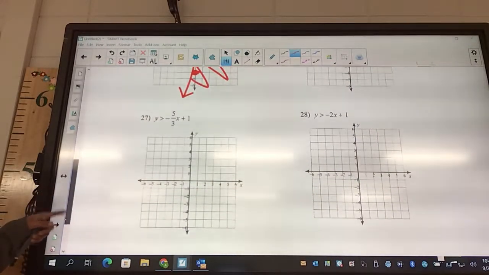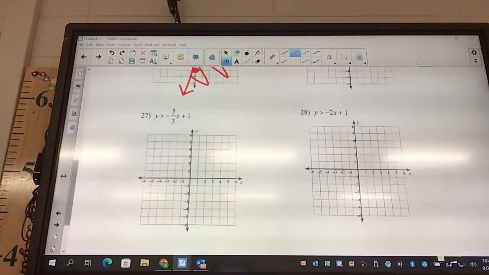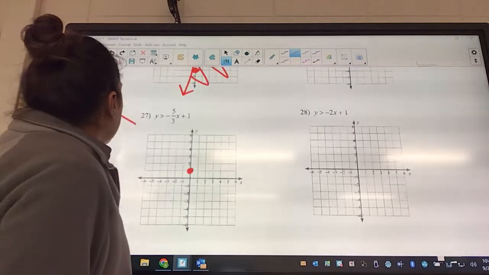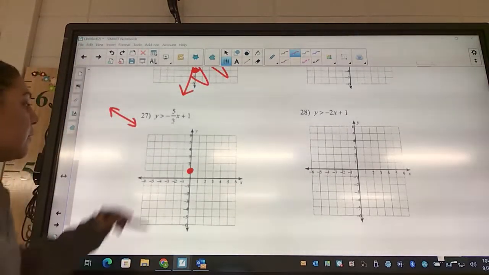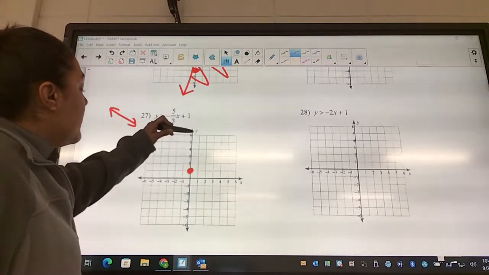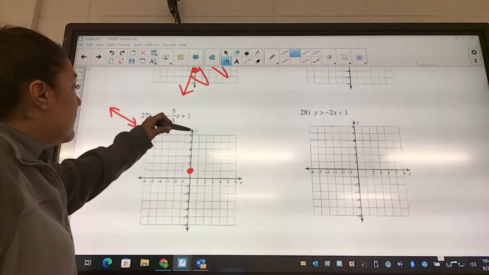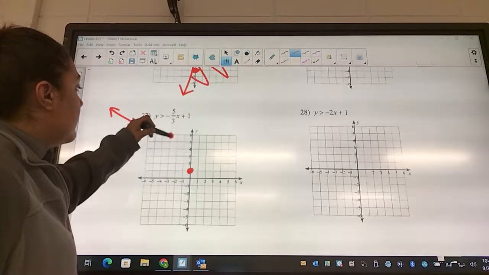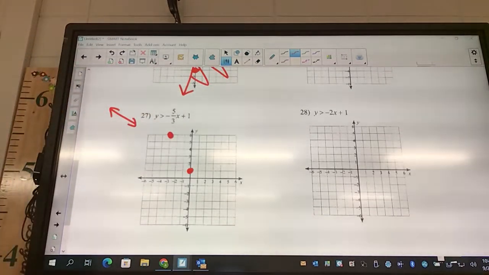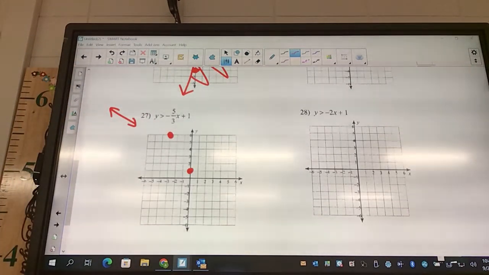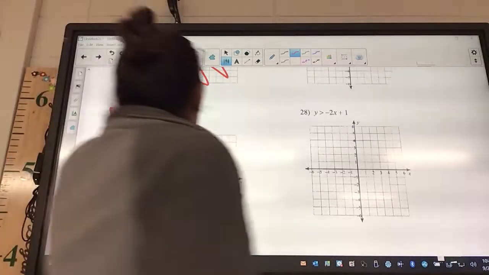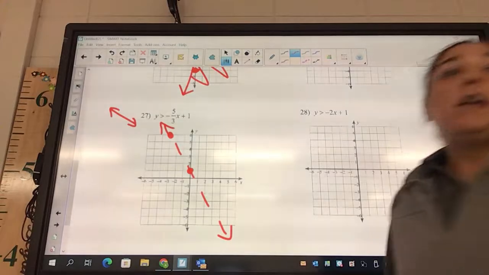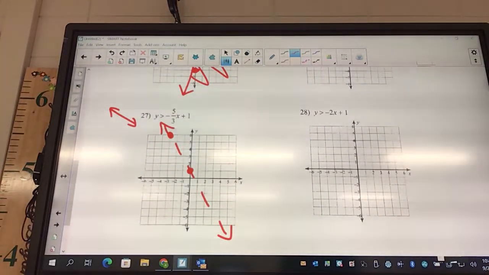Okay, 27. Where do we start out at? 1. At 1. Negative. It's negative. Okay, so we're going to go up 5. 1, 2, 3, 4, 5. Over 3, which way? Right. To the left. Solid or dotted line? Dotted. Dotted line for sure. Okay, and then do we shade above or below?